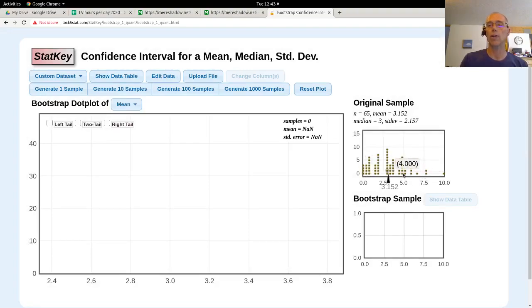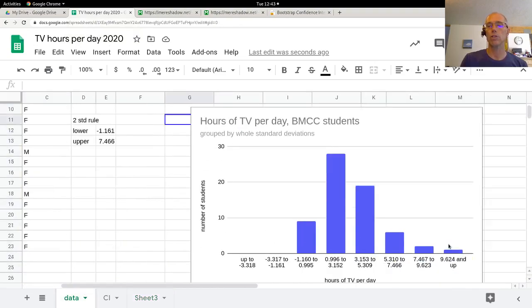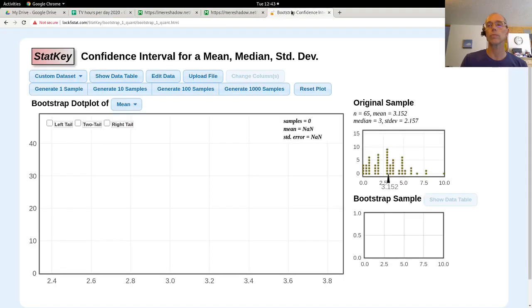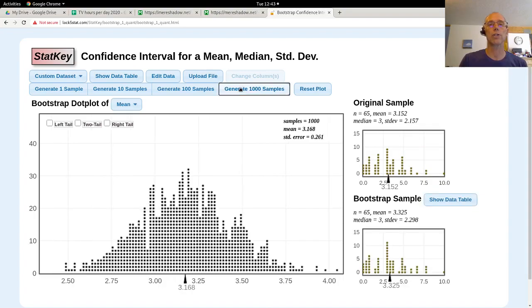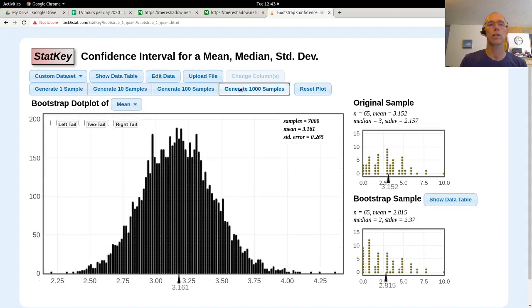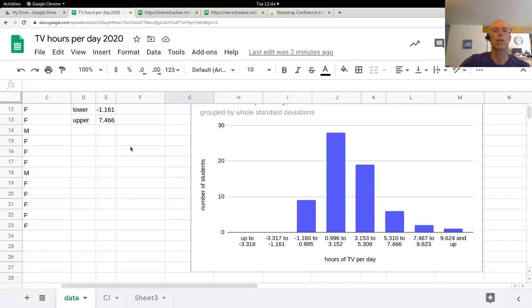If you look at that right there and compare back to my spreadsheet, remember I did a histogram. It doesn't look too different from my histogram. It's got that right skew there, same right skew there. Then I just want to generate thousands of samples. Remember the recommendation was at least 6,000, so I'm going to go with 7,000. And then I want to do a two-tail 95%. And here they say, okay, you should have 2.658 on the left. What did we have? So let's make a comparison.